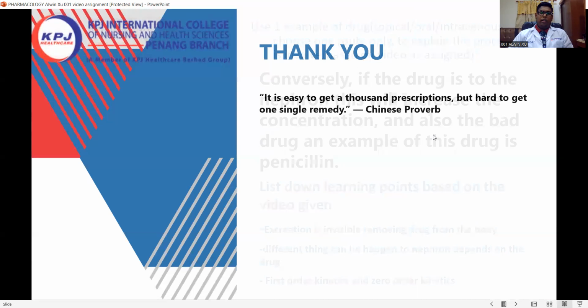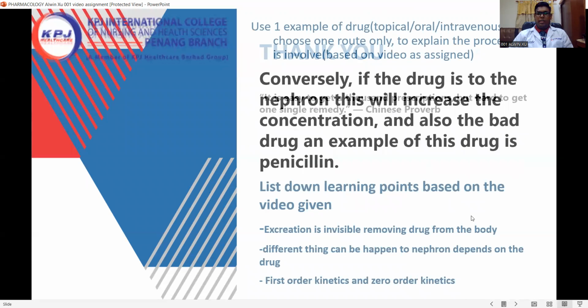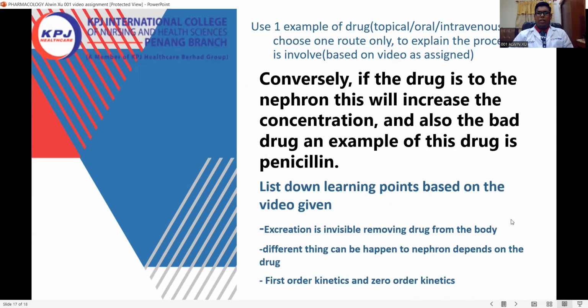The learning point is that excretion is irreversibly removing the drug from the body. Different things can happen to the drug in the nephron depending on the drug. First-order kinetics and zero-order kinetics.